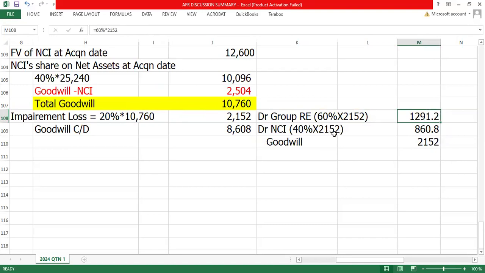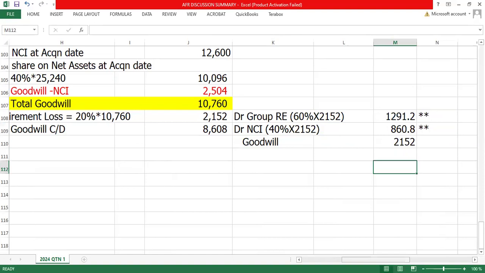Then when you're doing the computation of NCI, you don't forget to bring this impairment, because you'll be looking for the profit to be shared by NCI. You remove this impairment. In income statement, you take this one under administrative or cost of sales, depending on where it is recorded. Then as you do the computation for NCI, what NCI should share, you reduce the impairment loss. Okay, so you will have the working here.